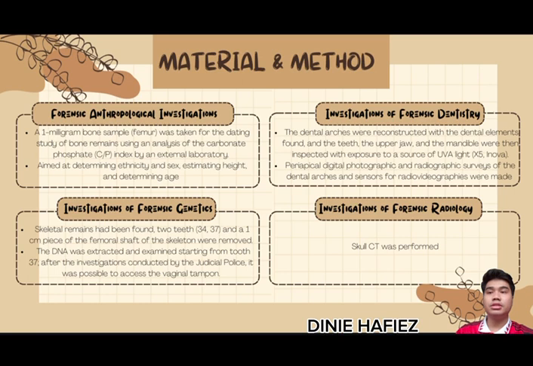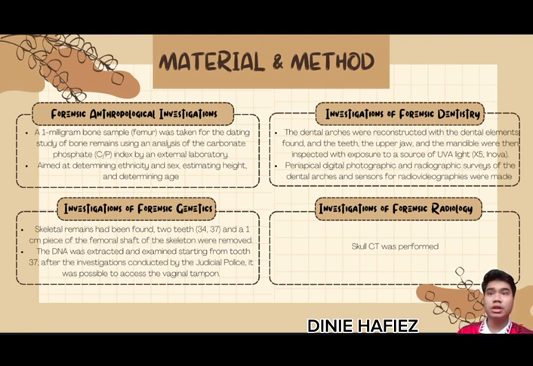Next, we go to the investigation of forensic dentistry. The dental arches were reconstructed with the dental elements found, and the teeth, the upper jaw, and the mandible were then inspected with exposure to a source of UVA light. The third method is the investigation of forensic genetics.